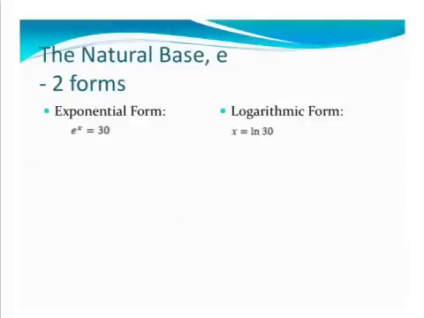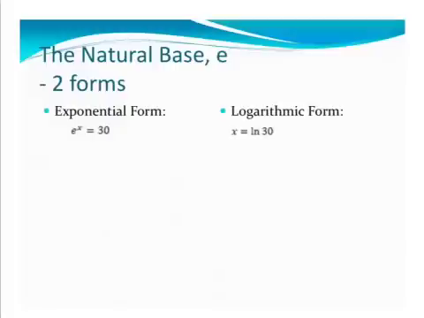So for this one, we have exponential form and we have logarithmic form. So e to the x equals 30 is exponential form. Logarithmic form is x equals natural log of 30. This is just an example with 30. You could do that with any number. It could be e to the x equals 40.